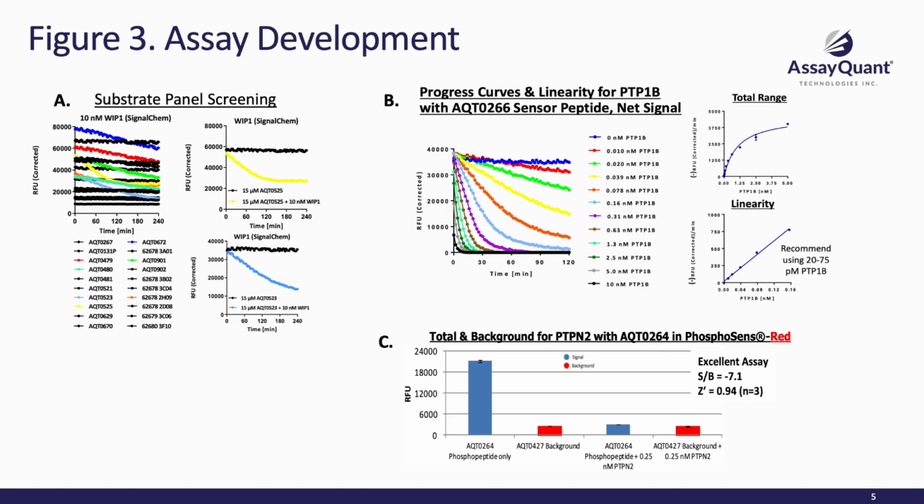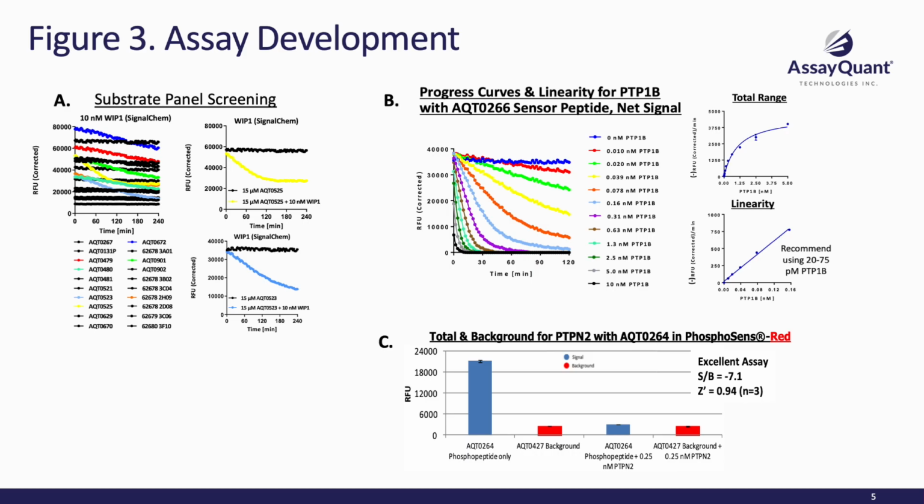Panel B shows an enzyme titration for PTP1B. A complete dephosphorylation is observed at 10 nanomolar PTP1B. As you decrease the amount of PTP1B, the curves increase until they reach the control rate without phosphatase, which is the blue line. Since the reactions are run kinetically, by taking the rate at each enzyme concentration, one can easily determine the linear range of the assay.